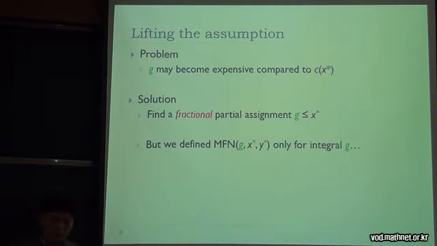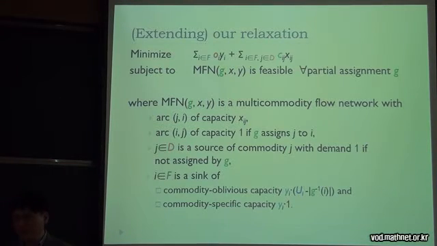Now, one problem is that, okay, it's good that we find the fractional partial assignment, but the definition of the multi-commodity flow network was only talking about the near integral version of the partial assignment. So I will extend our relaxation, and extending is within parentheses because I'm actually not doing anything, because these two relaxations are exactly the same because of the integrality of matching. But so I'm going to say that the multi-commodity flow network has to be feasible for all fractional partial assignments, and I slightly changed the multi-commodity flow network's definition.